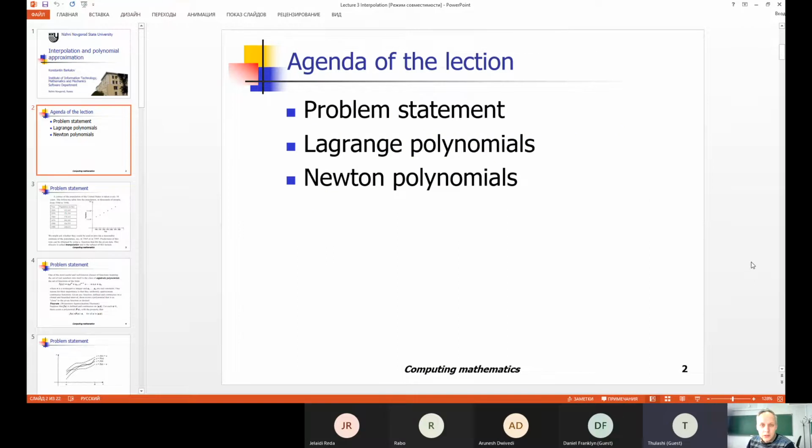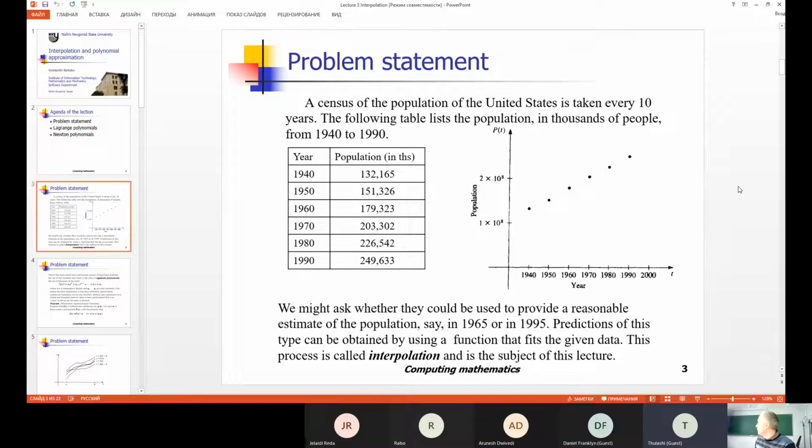Well, the problem statement of interpolation.